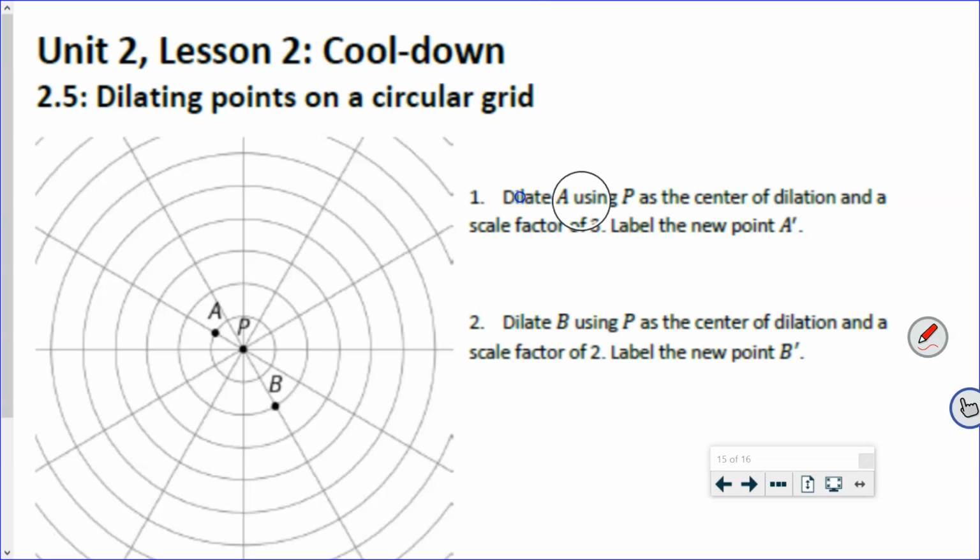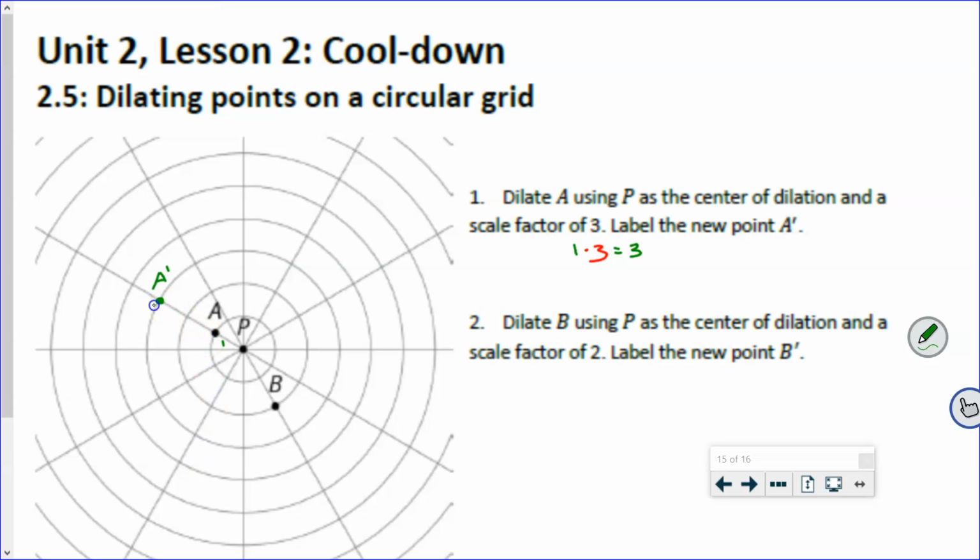Dilate A using P as the center of dilation and a scale factor of 3. So here's P to A. What's the distance from P to A? That's a distance of 1, which means a scale factor of 3. I'm going to be multiplying it by 3, and that means that the new distance is going to be 3. But it's going to be in that same direction. 1, 2, 3, and there is A prime.